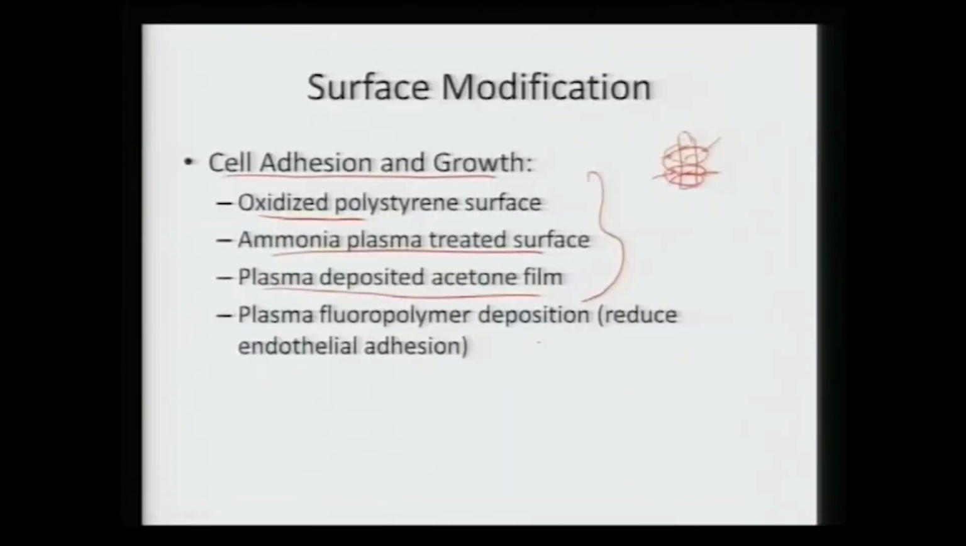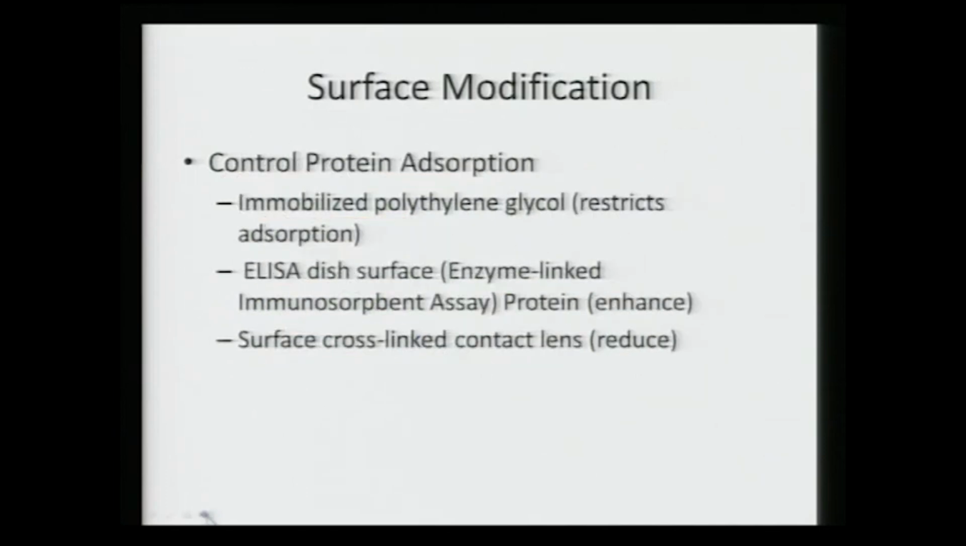So, we want that particular surface to remain exposed for a certain duration of time. So, we do not want the cells to grow onto that particular region. In those cases we want to reduce the cell adhesion on those surfaces, and we can utilize plasma fluoropolymer deposition in certain cases. So, we can utilize certain techniques or certain composites, certain materials to impart that particular effect.